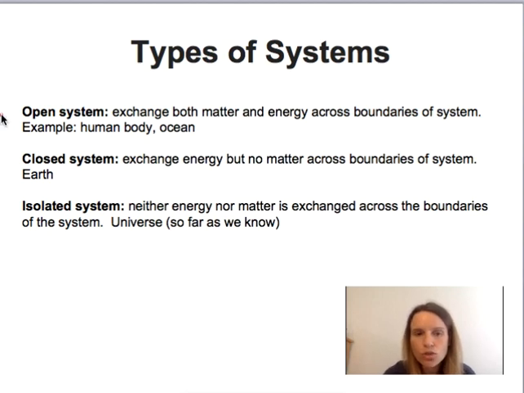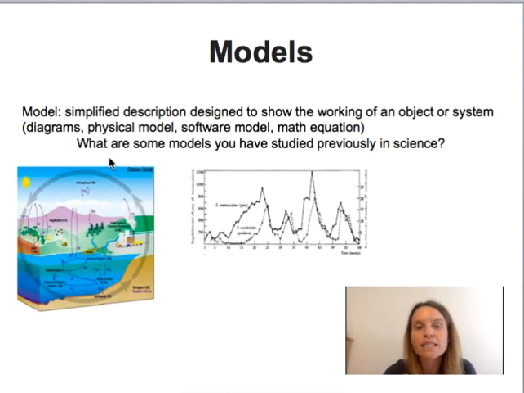So once those 3 kinds of systems make sense to you, you can think about how to show the pieces of each of those kinds of systems and the relationships between the pieces in different models. And when we talk about models in science, we are talking about a simplified description designed to show the workings of an object or a system.